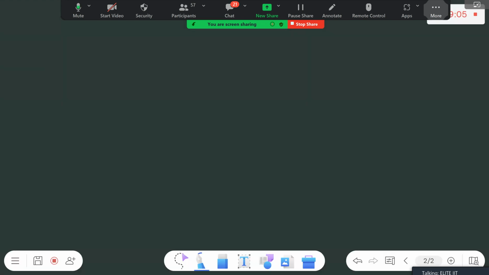How do you compare two fractions? Suppose we have 2 by 3 and 3 by 4. Okay? How to compare these two fractions? We are doing from page number 20, comparison of fractions. How to compare 2 by 3 and 3 by 4? Which is greater, which is smaller, or are they equal?